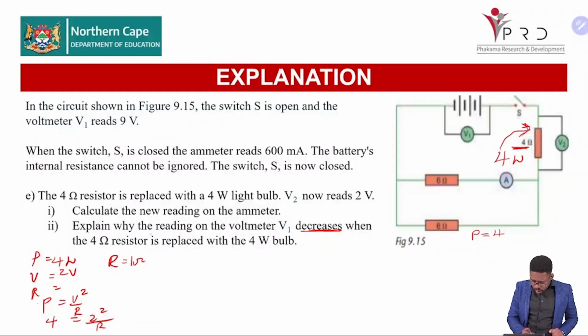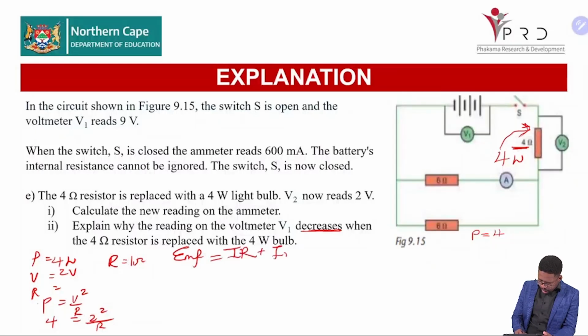But the question is saying, explain why. So now, how to explain? We know that the resistance will decrease. Now we know that the resistance of the 4 watts bulb will be less than the 4 ohm resistor, which was the original one. So we must link everything to the formula. EMF is equal to I R external plus I r. EMF is equal to V load plus V lost.